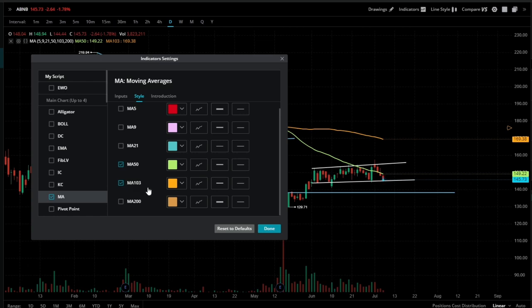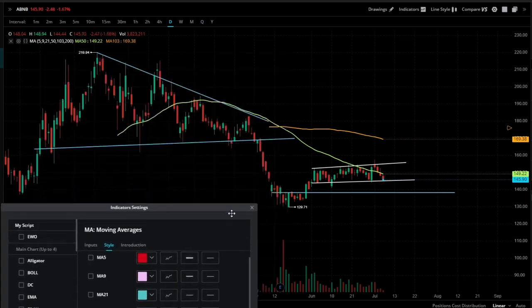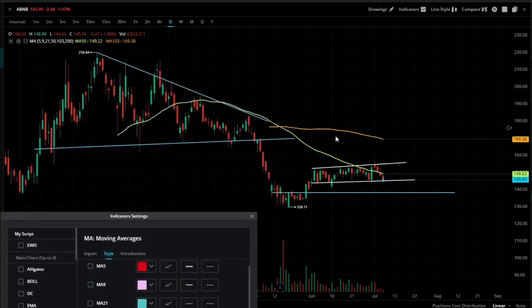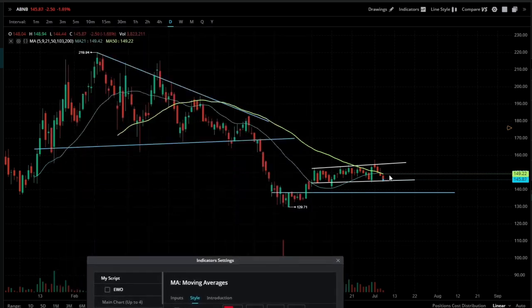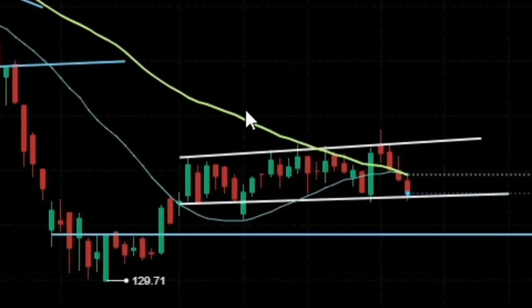So here we have the 103. As you can see, it's very far up there. It's not very useful because this stock is fairly new. So we could do the 21, and with the 21 we're also squeezing. Right, this could even form a little wedge between the moving averages, resistance, support, support, support, resistance, squeezing it, broke a little bit to the downside.